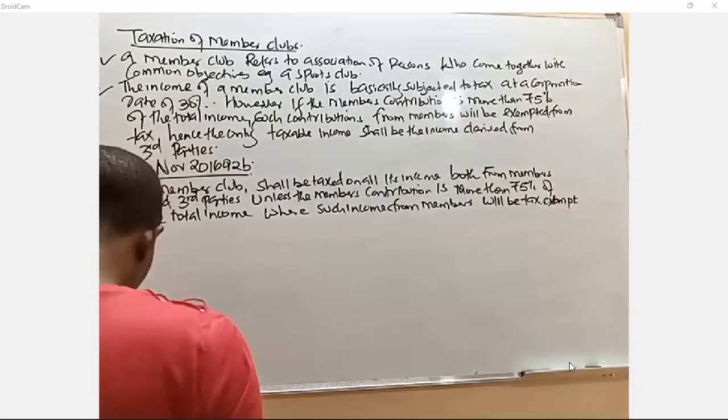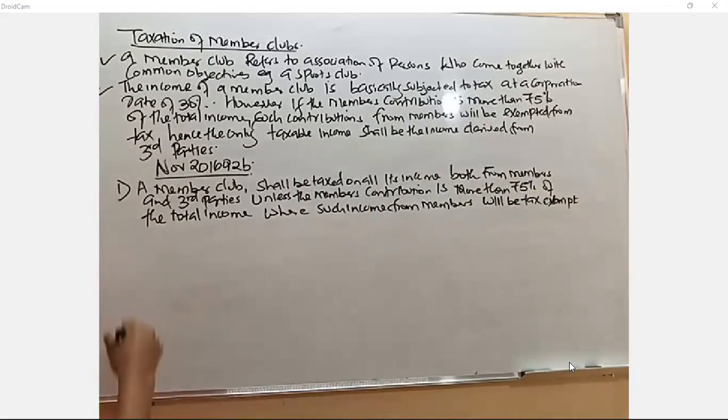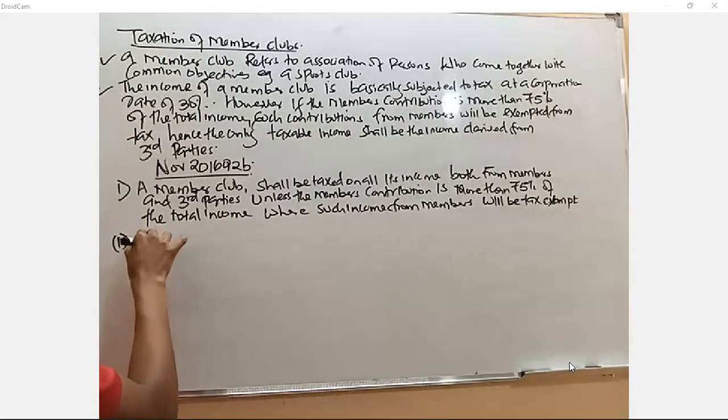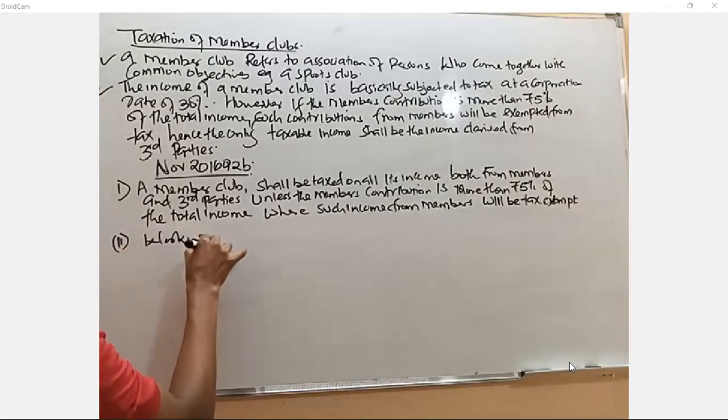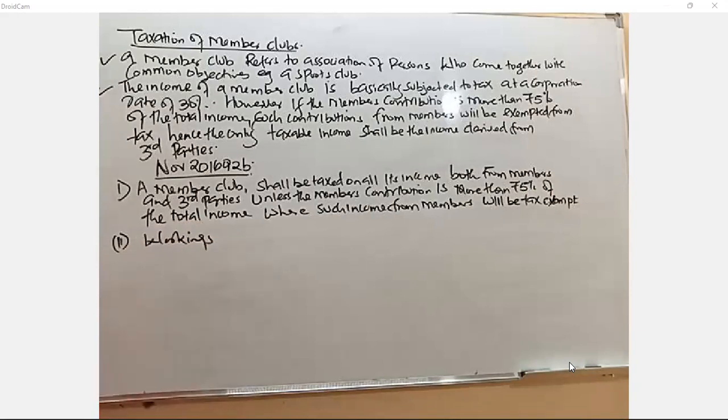Now, let us go to requirement number two, and you're going to be starting with workings. As per the question, let us look at whether the income in that question is subjected to taxation or not. That is the first thing that we're supposed to be doing. So let us do that first.